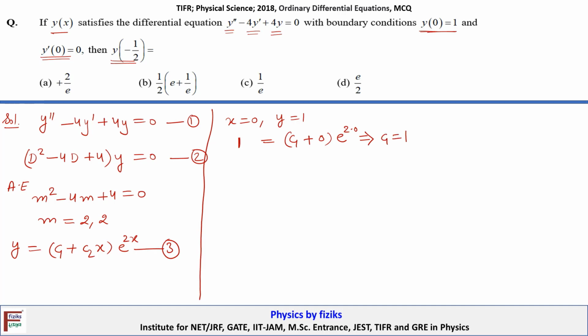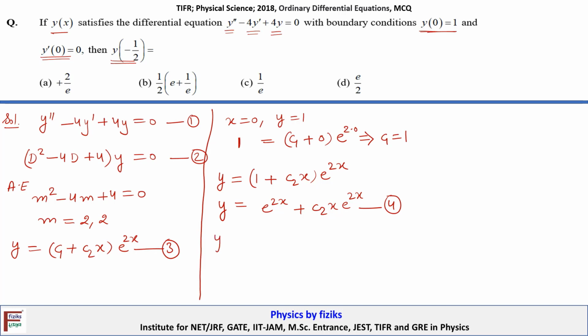Now substituting the value of the arbitrary constant c1 in equation 3, we obtain y = (1 + c2 x) e to the power 2x, which can be simplified as e to the power 2x + c2 x e to the power 2x. This is equation number 4, which contains an arbitrary constant c2 that can be calculated using the second boundary condition, that y' at x = 0 is 0.